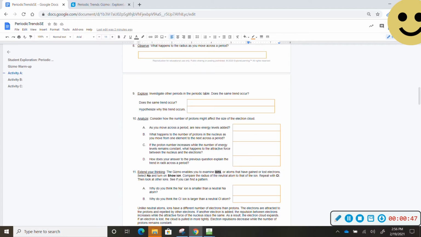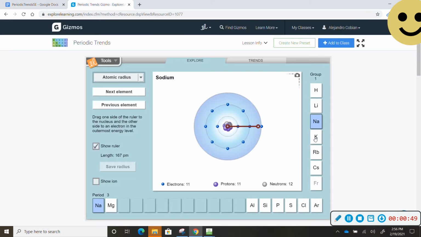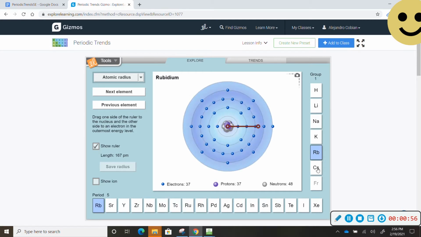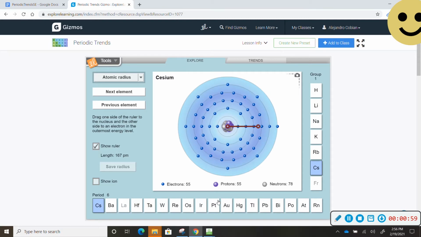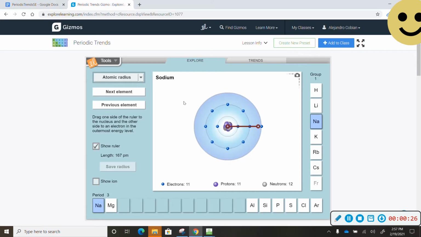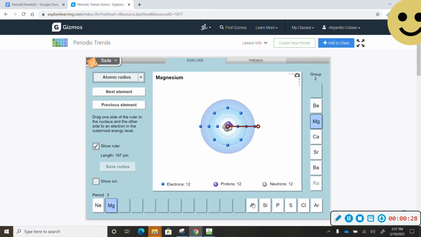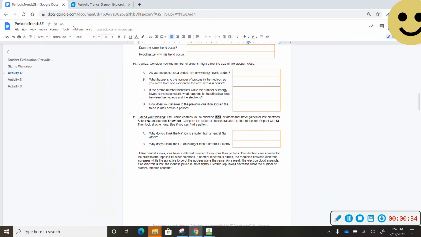To select other periods on the periodic table, you're going to go ahead and select your other periods by clicking on other atoms in the group. So we go down a period, we keep going, and you're going to keep on clicking on these to get more information. Now we're looking across the period, so we're trying to see, are there more energy levels added as we go across the period? So remember the number of rings, that's for 10A.